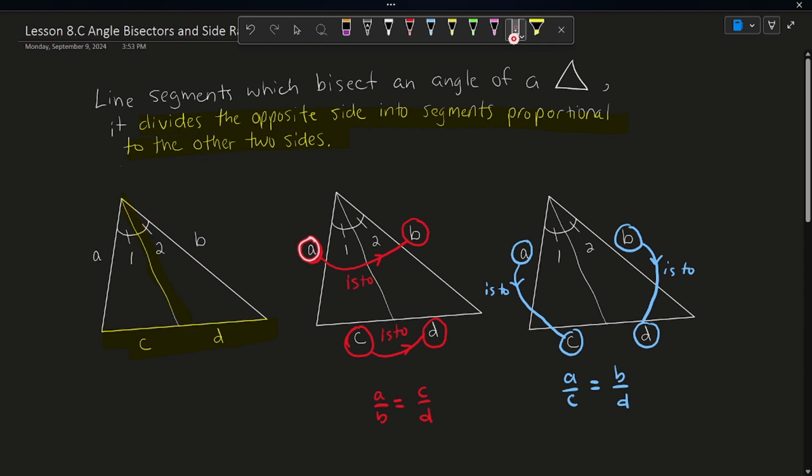You can say that A is to B as C is to D. But the other way is true as well: A is to C as B is to D. This works with bisectors. These have to be equal angles. You're cutting it in half. So this one right here would be A over B is equal to C over D. This one is A over C is equal to B over D. Either way, you're going to have the same exact answer.